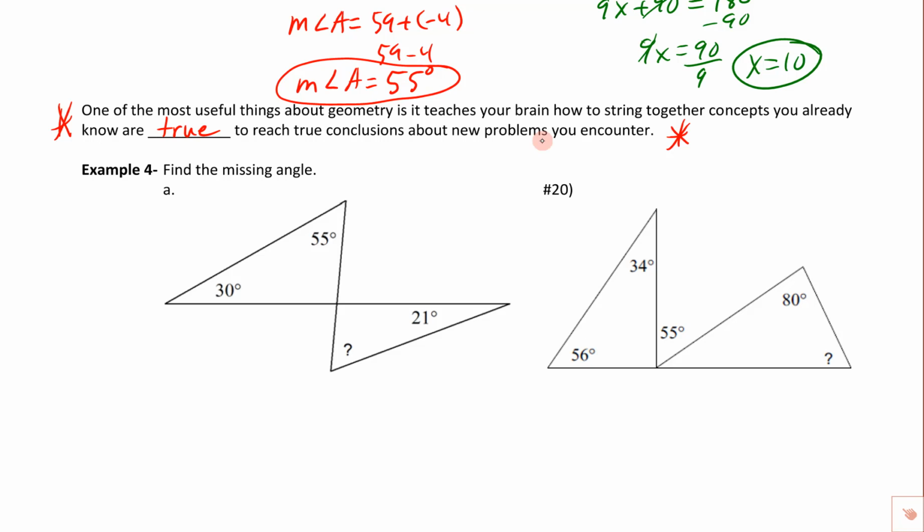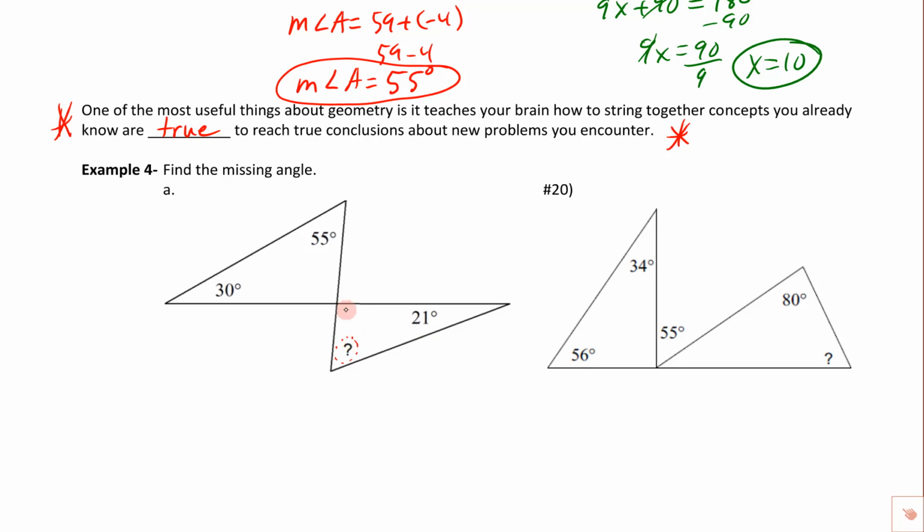So it says find the missing angle. So the missing angle is right here. I'm going to put a dotted circle around that. Okay, that's the one that we're missing. Now, if we knew what this angle right here was, it would be just like the ones up above. I know I could add these three angles together. They'd have to equal 180, and then I'm all set to go. But I don't have this angle.